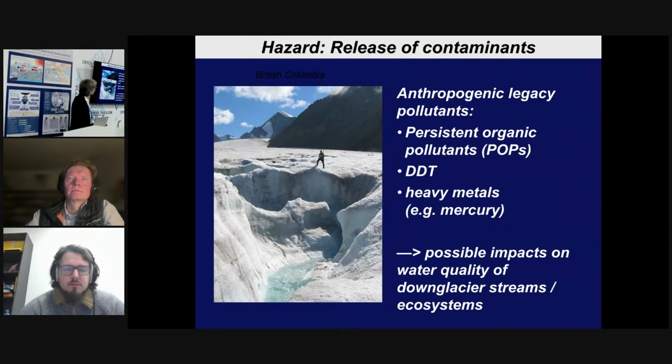Another potential hazard is release of contaminants. There's anthropogenic legacy pollutants in the glaciers. There's heavy metals, and all this can also have a potential impact on water quality downstream and impact ecosystems.